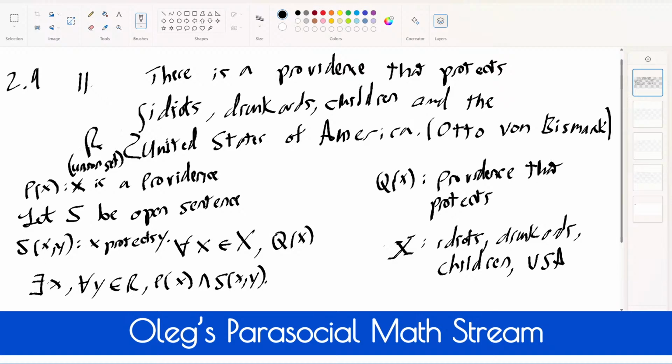So then we have exists X. X is a providence for all of Y that are members of R. Y are the listed items, and R is the union set. Y are the individual items in it. S is an open sentence where X protects Y. So then P of X is the province that protects, and it exists as S of X, Y.